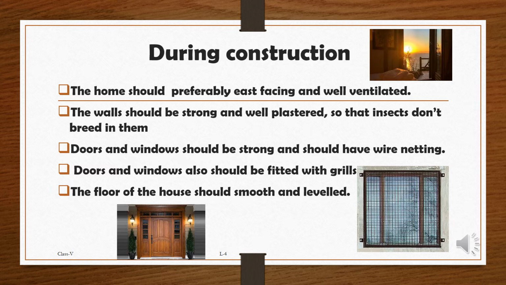Okay, after the architect has designed the house, we begin with the construction of the house. So, during construction, we should ensure that the house is well ventilated so that sufficient sunlight enters the house. The walls of the house should be strong and well plastered. Doors and windows should be strong and should have wire nettings so that insects and mosquitoes do not get in. Doors and windows should also be fitted with grills to keep the house safe from thieves. The floor of the house should be smooth and level.